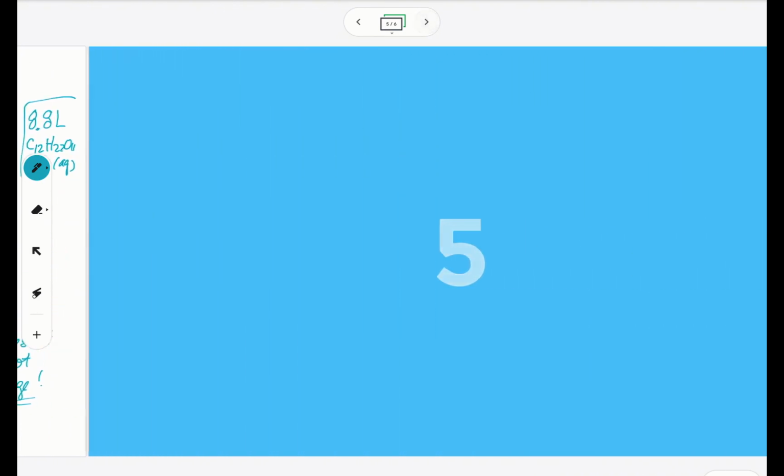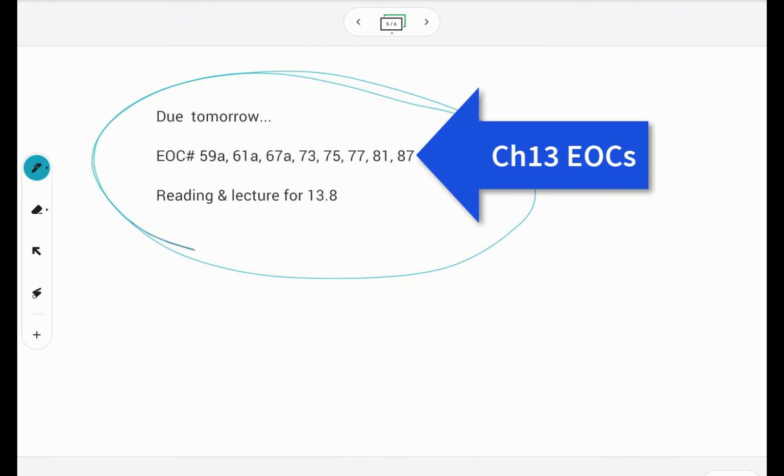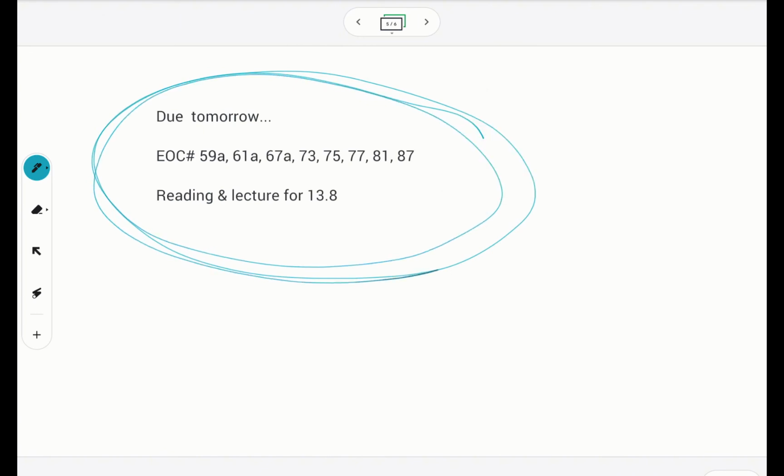Okay, and practice, practice, practice. So here are your Chapter 13 EOCs to work on. And the little tidbit that's due for tomorrow, I do believe you should be able to finish those EOCs during the course of class and work on that last section for homework.